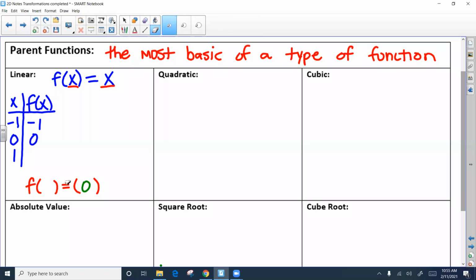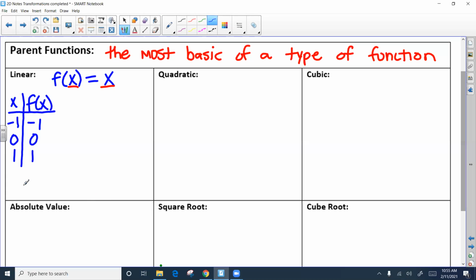Then I need to plug in a +1. f of 1 equals 1. So when I plug in a 1, my output is a 1. Okay, so these can be written in a table, but those are also coordinate points on our graph. So you can also write these as coordinate points.